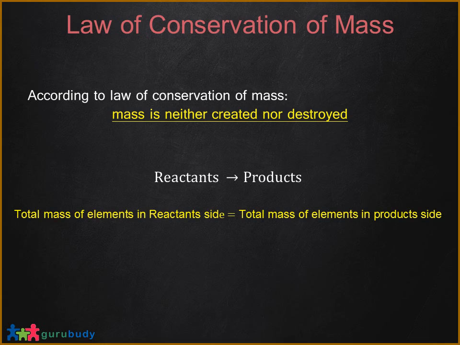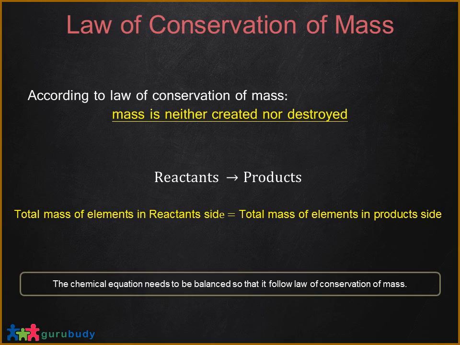If we have a reaction, as we talked about, any reaction or equation has two main components: reactants and products. The total mass of elements on the reactant side is always going to be equal to the total mass of elements on the product side. That is going to happen all the time. There is no exception to it. Just remember this, this is very important.